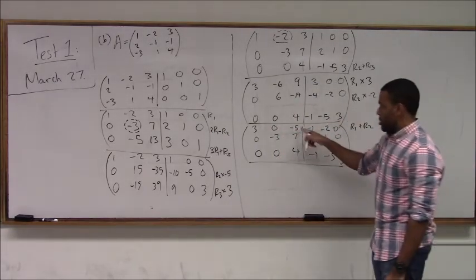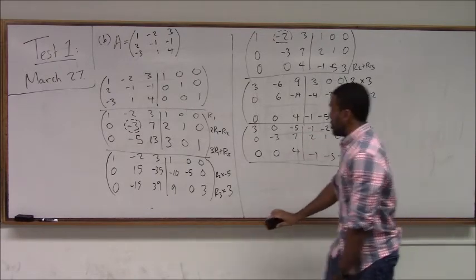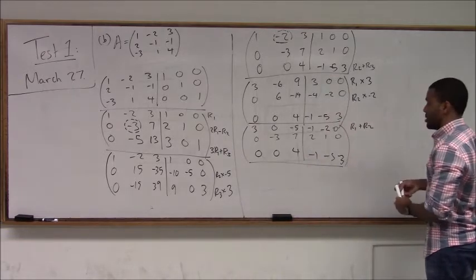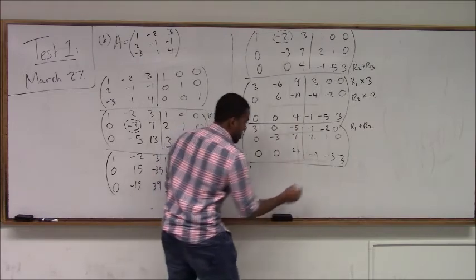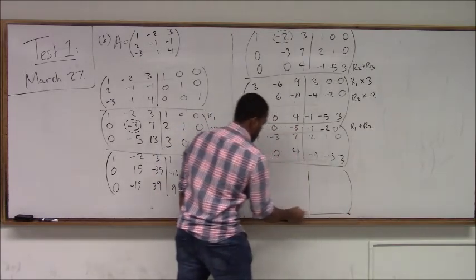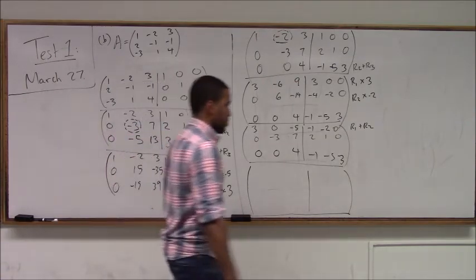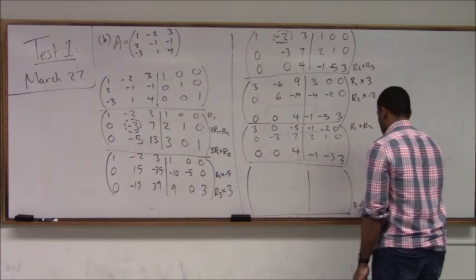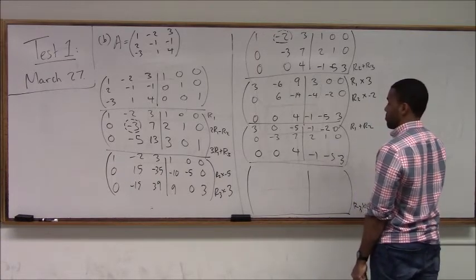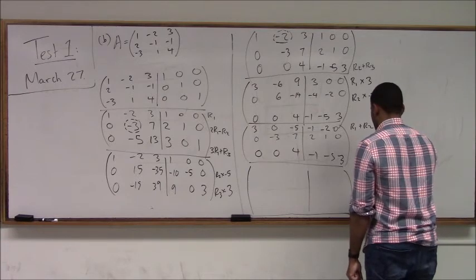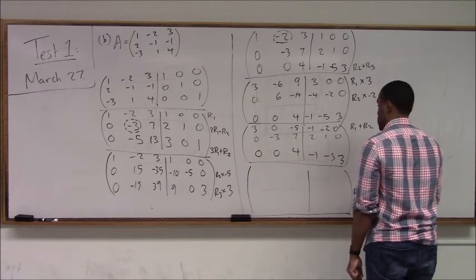Now what I need to do is kill these two. Just keep going over here. I could probably fit another line down here. So how would you kill those two? Row 3 times 7. Row 2 times minus 4.